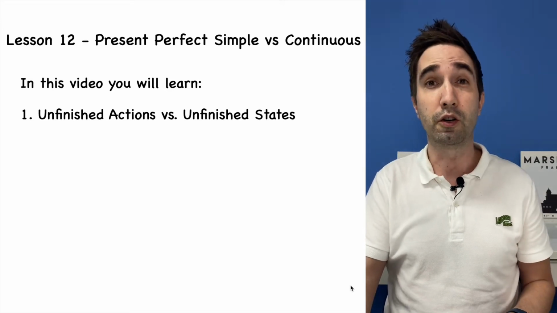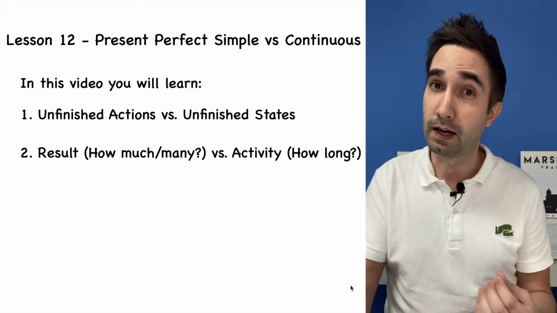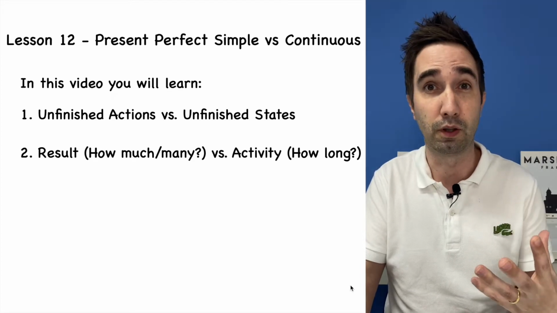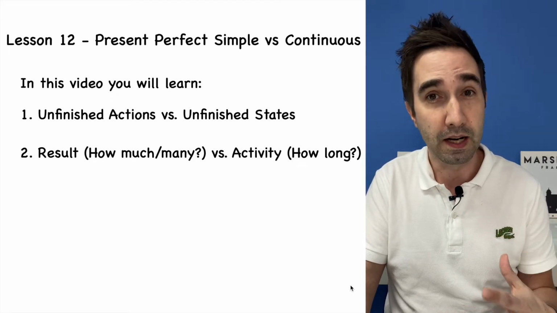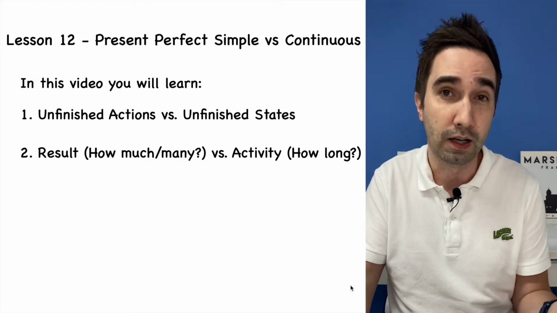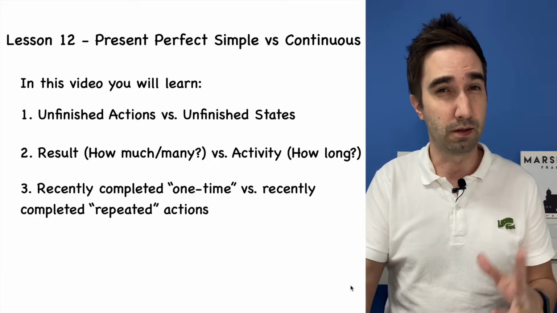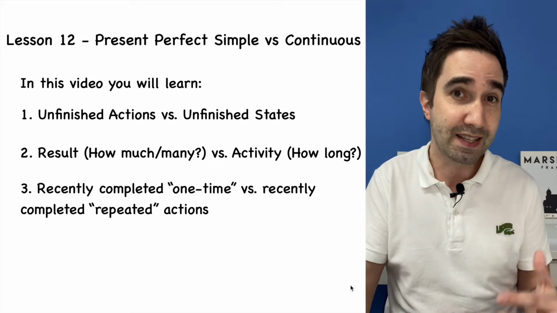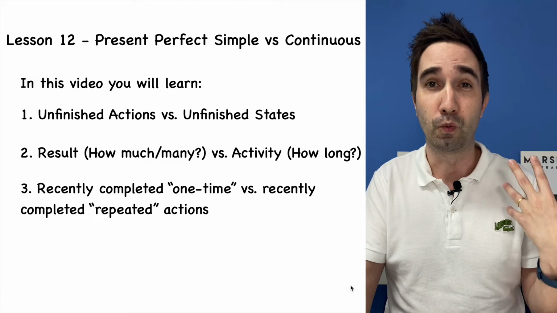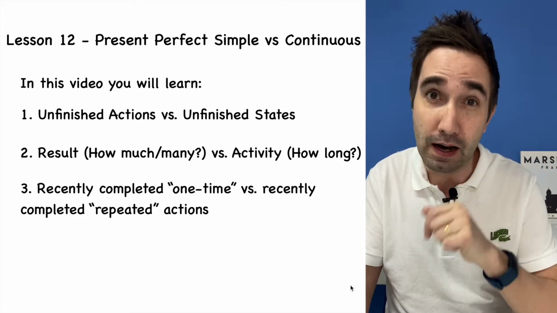So first one here you're gonna see is unfinished actions and unfinished states. Second one we're looking at is the result of an activity, which means we're answering the question how much or how many, and then the activity itself. So here we're going to be talking about how long that activity happens. And then the last one we're going to talk about, this is very common in British English, is recently completed one-time actions versus recently completed repeated actions. Say that 5 times fast.